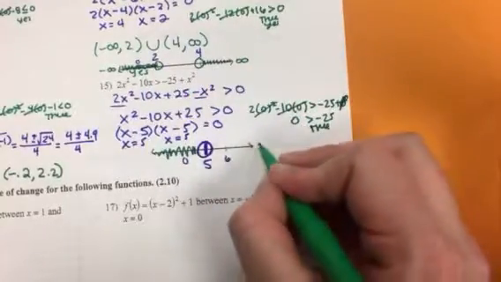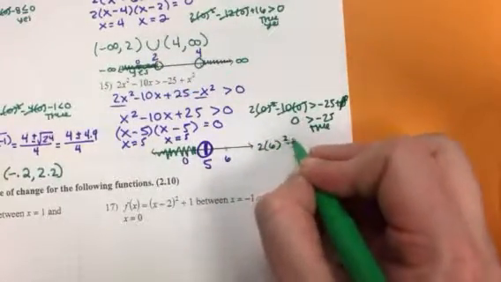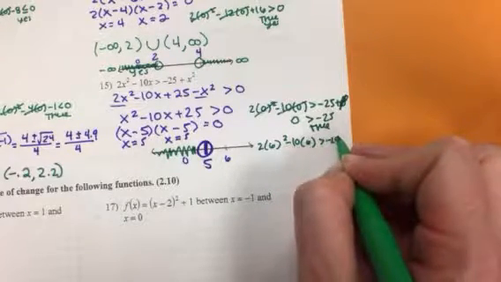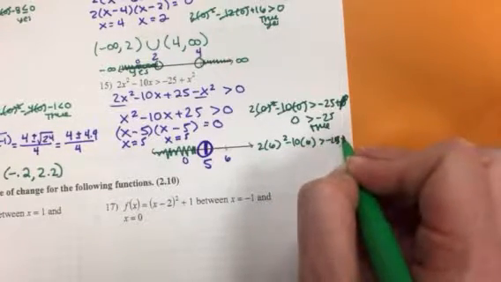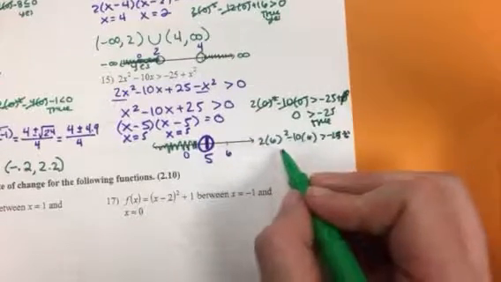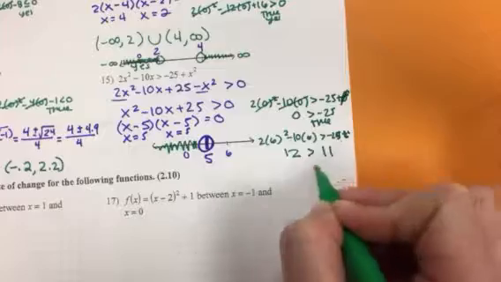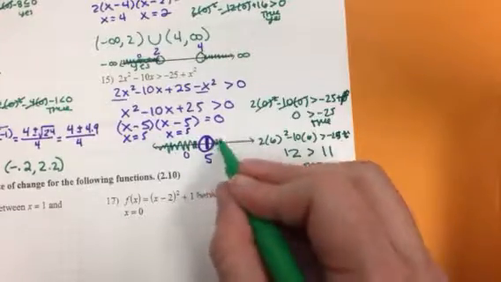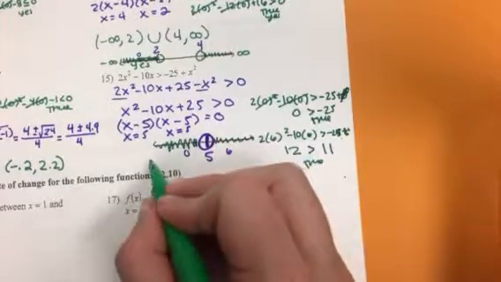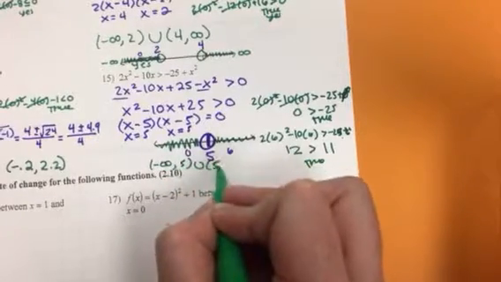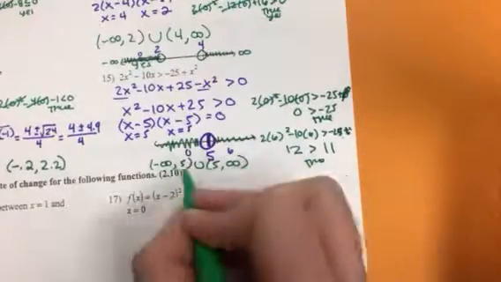Plug in a 6. 6 squared. So then we get, is 12 greater than 11? That's true. So we also shade the right. That is negative infinity all the way to 5, and 5 to positive infinity.